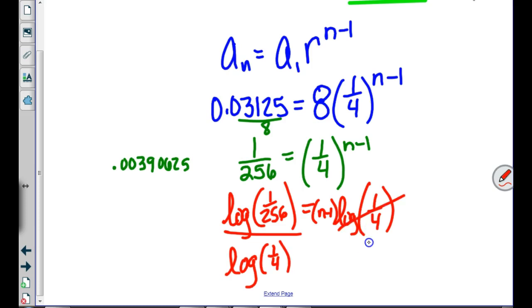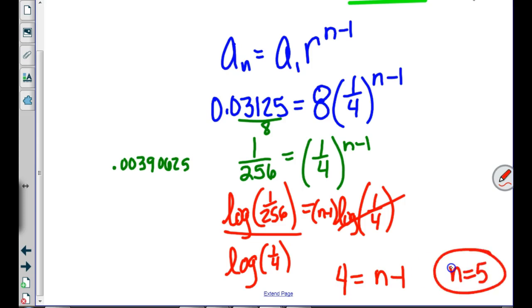Are you waiting for me to say this is not on the quiz? It's not on the quiz. Log of 1 over 256, close parenthesis, divided by log of 1/4, close parenthesis, is just 4. But that's n minus 1. So what would we have to do? Add 1, which would make it... I love when people get to that last step and then they do it wrong. It's like, we're missing the algebra 1 here, guys.